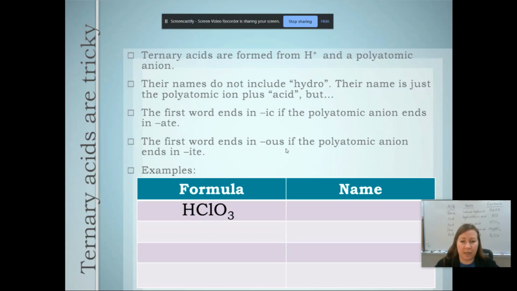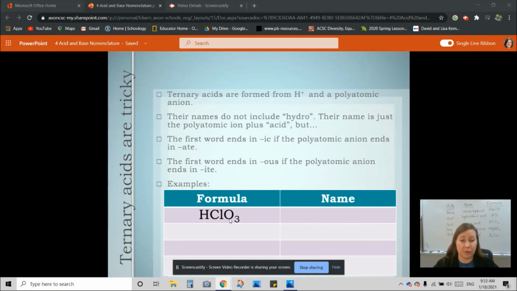So the formula for HClO3, well, ClO3 is the chlorate ion. I happen to have that one memorized. You probably don't. You don't need to. But you should be able to look it up on your polyatomic ion sheet and see that ClO3 with a -1 charge is chlorate. Of course, that -1 charge got canceled out by the H+ here, so there's no charge in the formula. And then the name, we're going to take chlorate, and it ends in -ate, so we're going to add the -ic ending. So chloric, and then acid. And that's all.